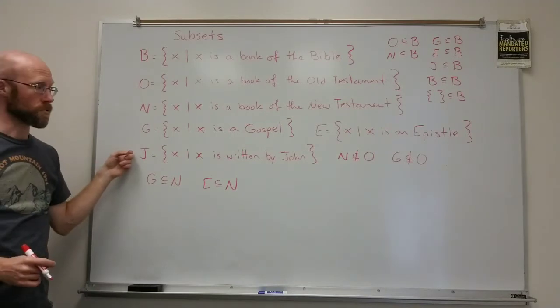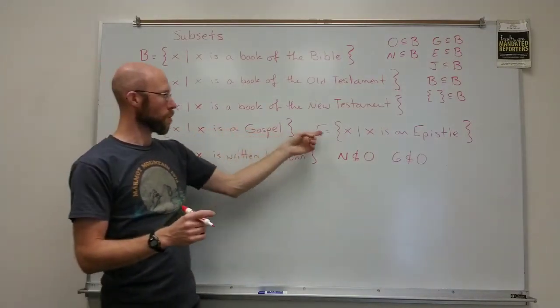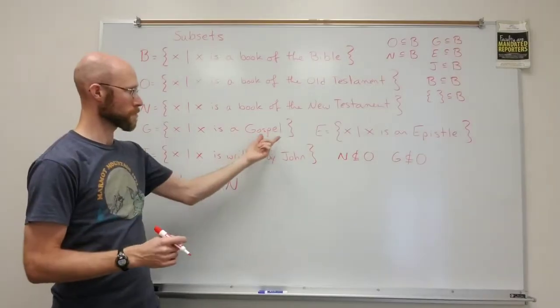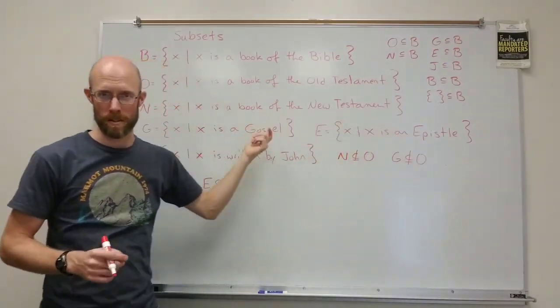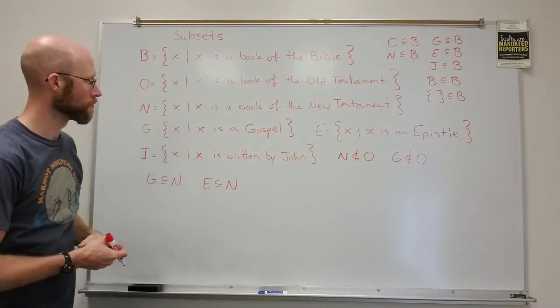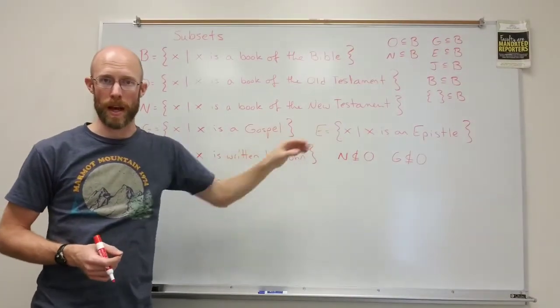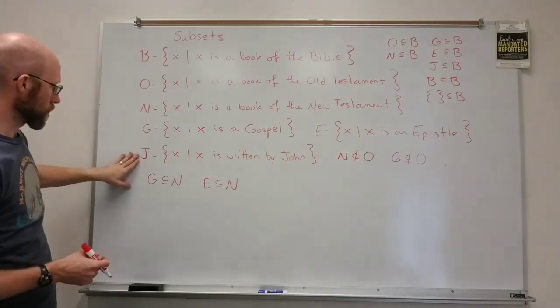Now J is kind of interesting. Oh, also, there's no overlap between E and G. So there are no gospels that are epistles, and there are no epistles that are considered gospels. And so we can't have a subset going that way. Now let's look at J.